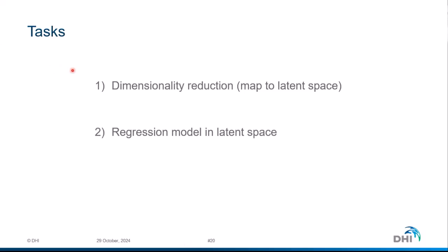Yes, so as Jesper introduced, this framework we built consists of these two steps. We have a dimensionality reduction and we have a regression model in a latent space. And in our implementation and in the results I'm going to show in a minute, we use principal component analysis for the dimensionality reduction. And then we test 3 different approaches for the regression model.